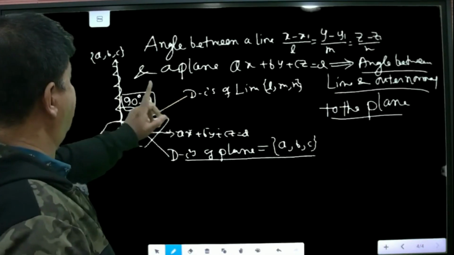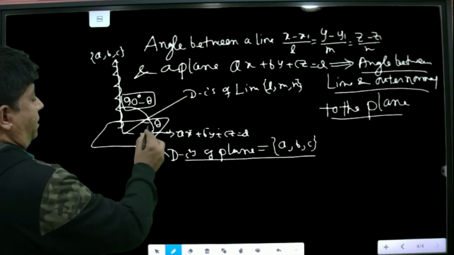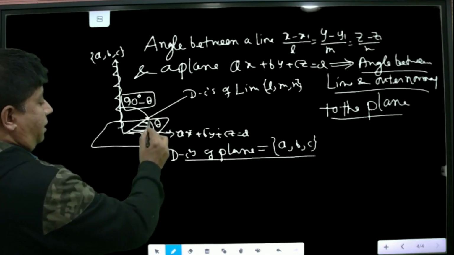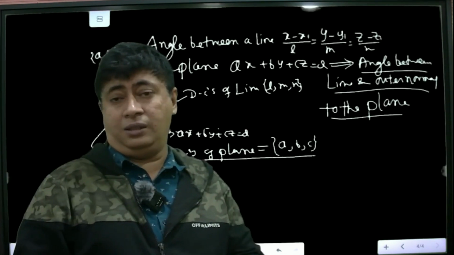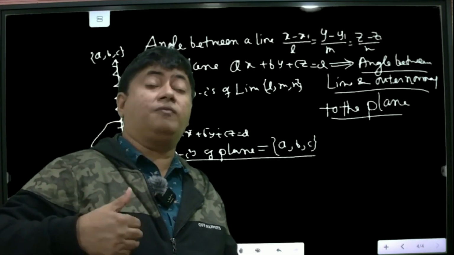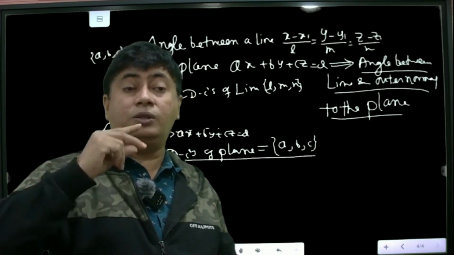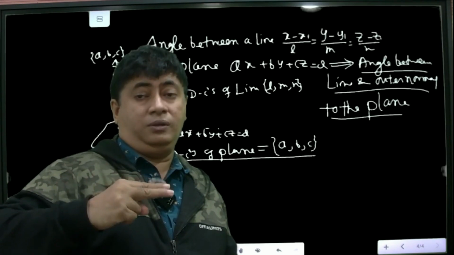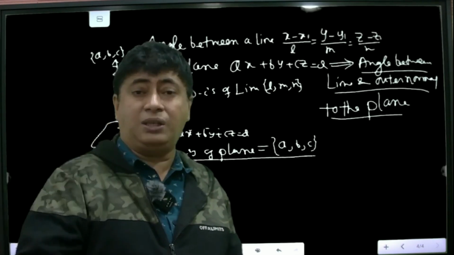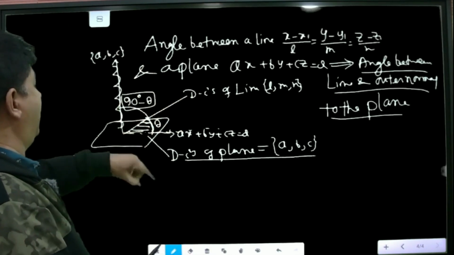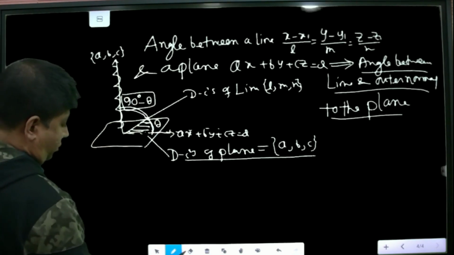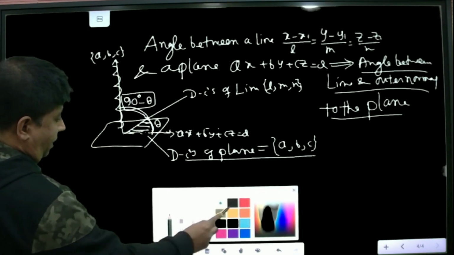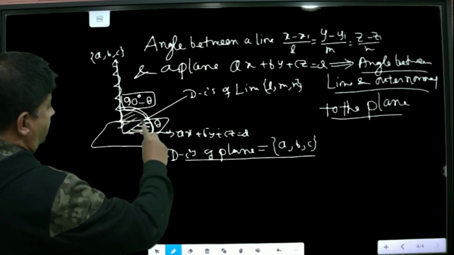Then here, line and plane. Between line and plane, the angle is theta. But once you want to convert it to find the angle between two same type of geometrical figure, like two lines, then its complementary angle you have to take. Complementary angle. This part you have to take.